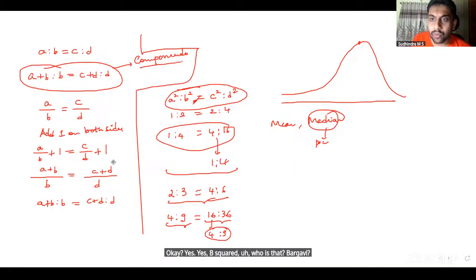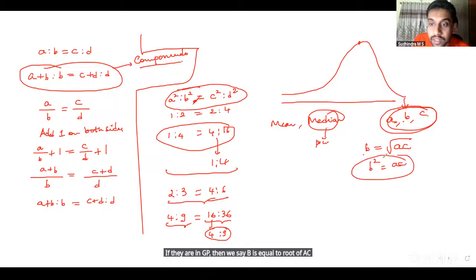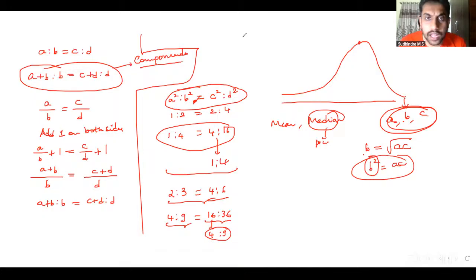Bhargavi. Now, if you have A, B, and C as the three terms, what is geometric mean? B is equal to A into C. If they are in GP, then we say B is equal to root of AC, or B square is equal to AC. Hence, if B square is equal to AC, then these three terms are in GP, geometric progression. Hence, B will be considered as the geometric mean. Yes, sir. Thank you.